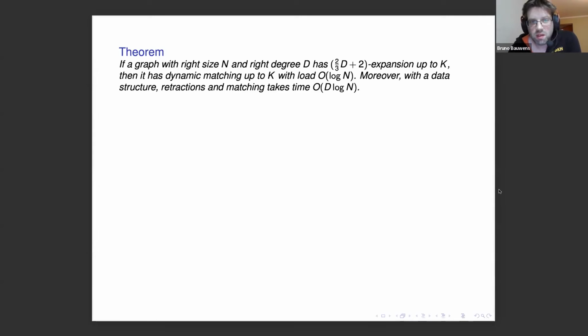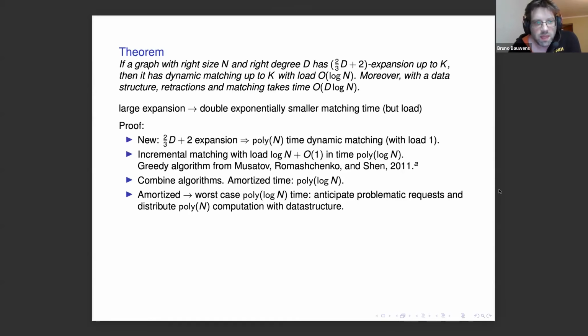Okay, what is next on the slide? Let's look. Okay. So under these two extra conditions, we get a double exponentially smaller matching time.